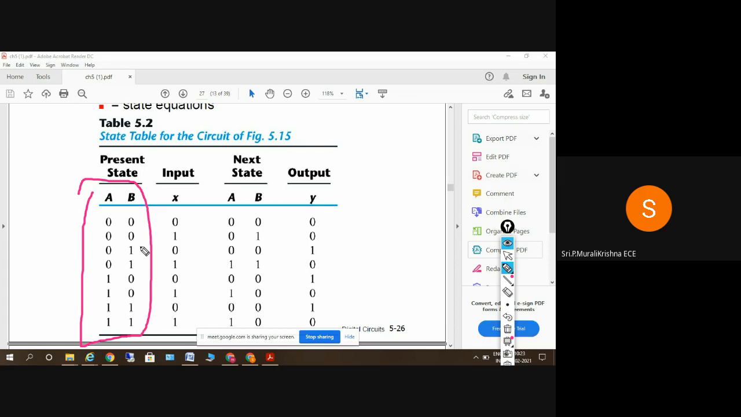Eight states, sir. So 8 possible states? 4, sir. Yeah, so 0 0 is one state, 0 1 is another state, 1 0 is another state, and 1 1 is another state. So we have 4 states here.